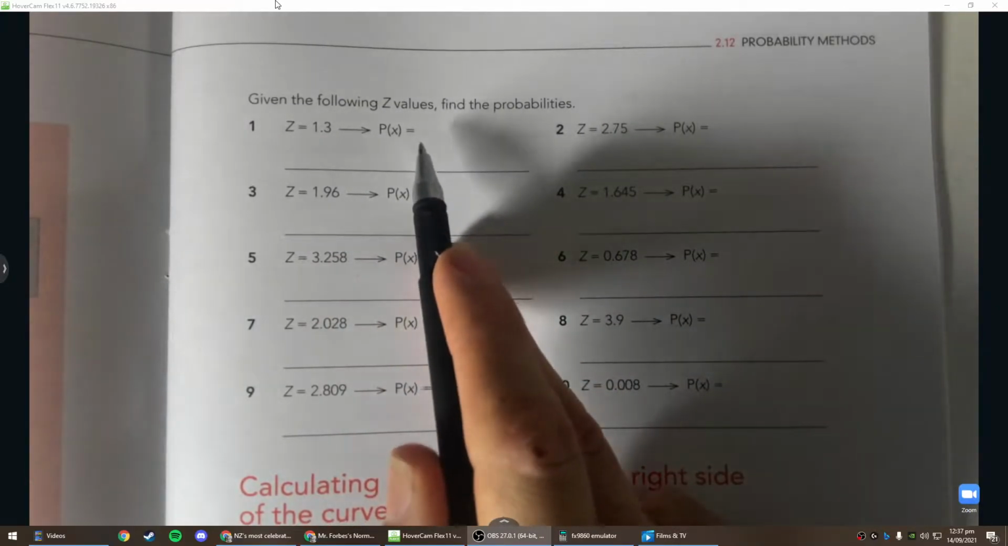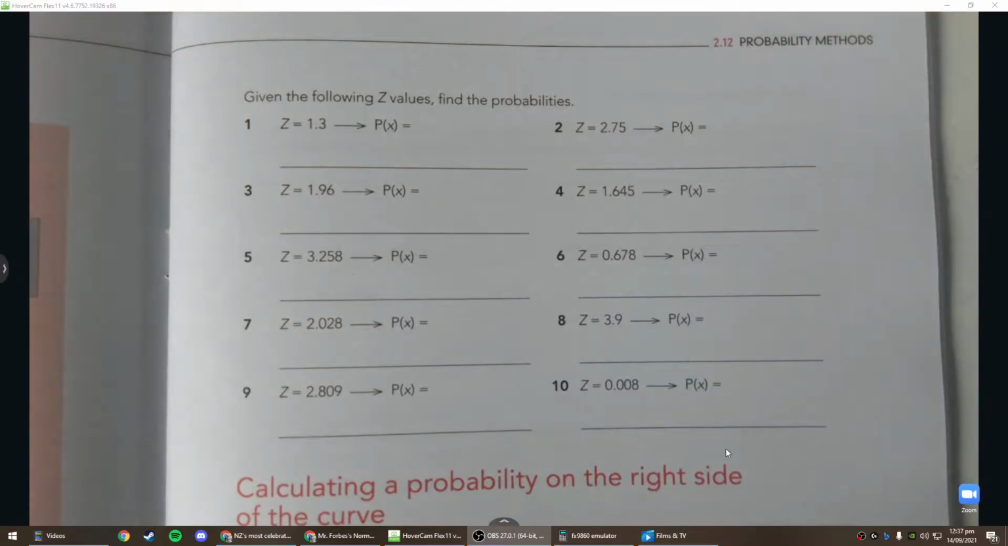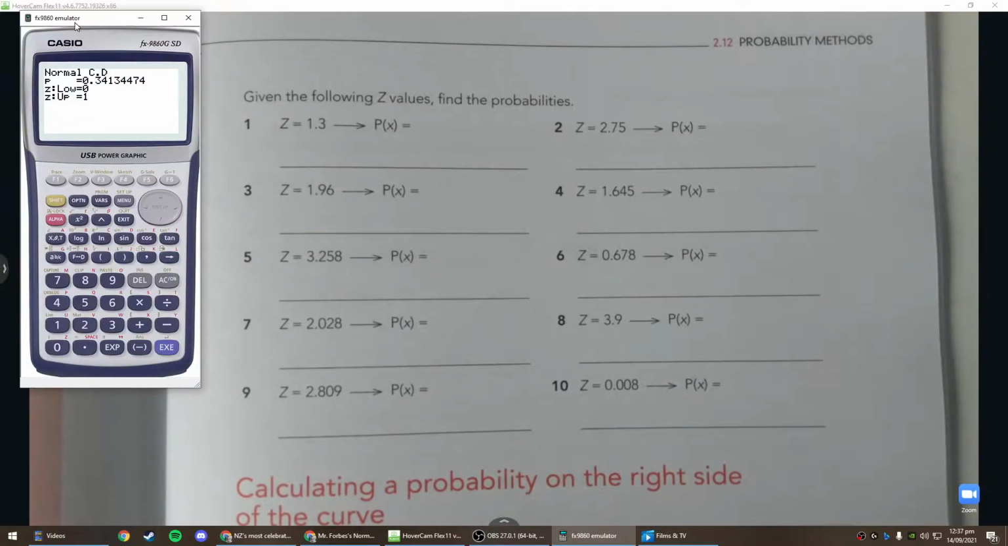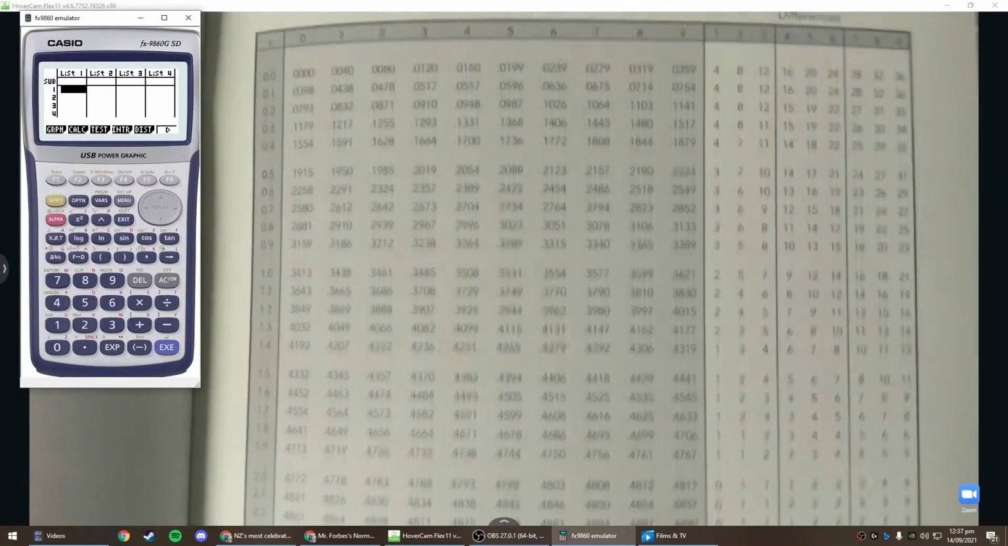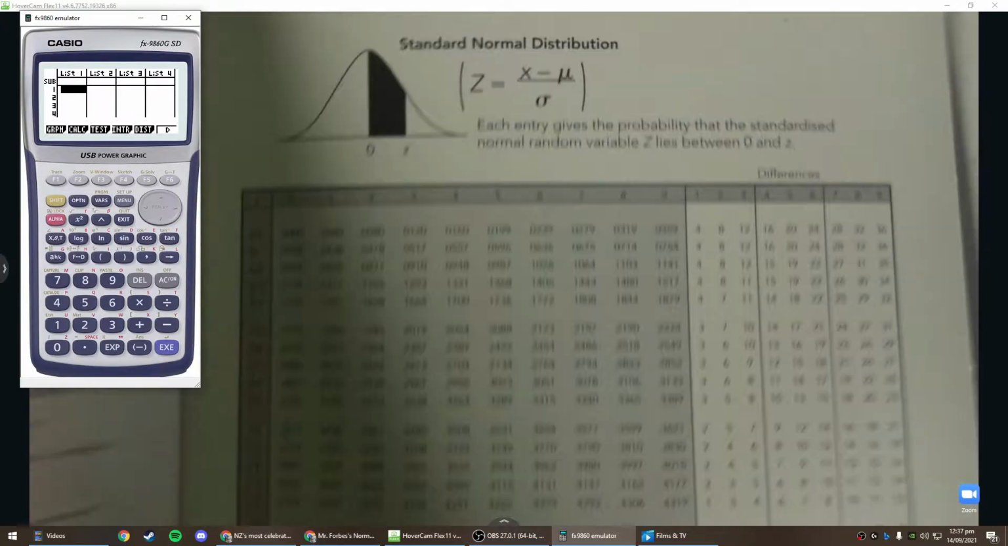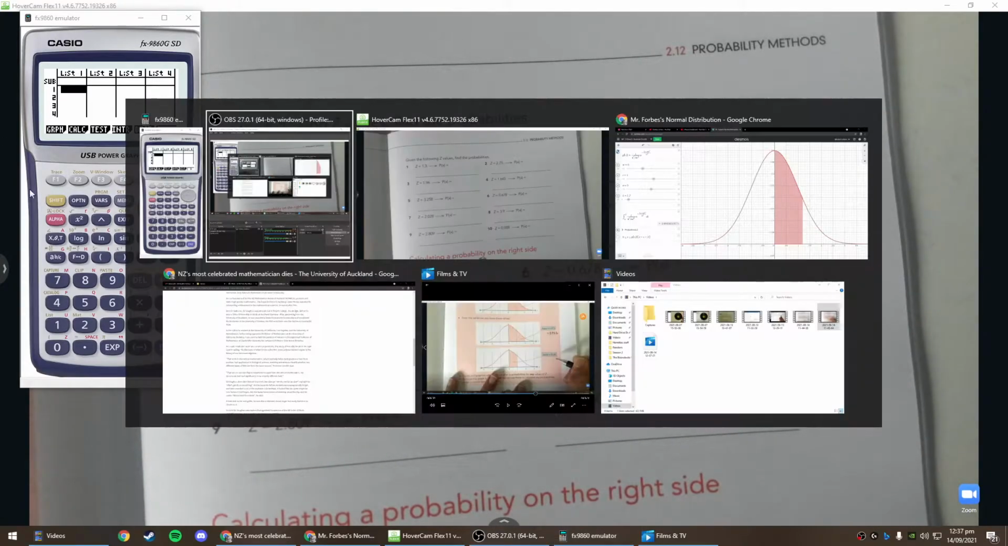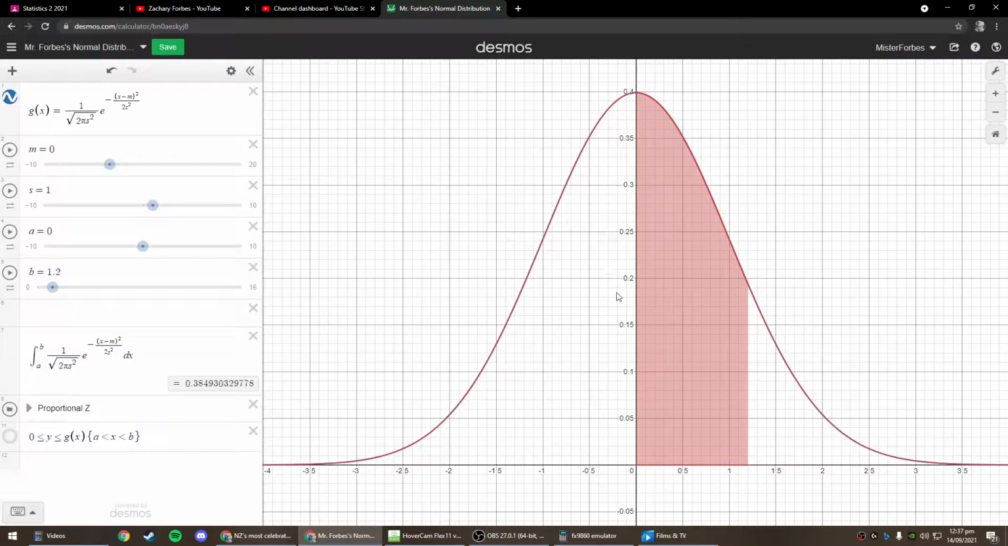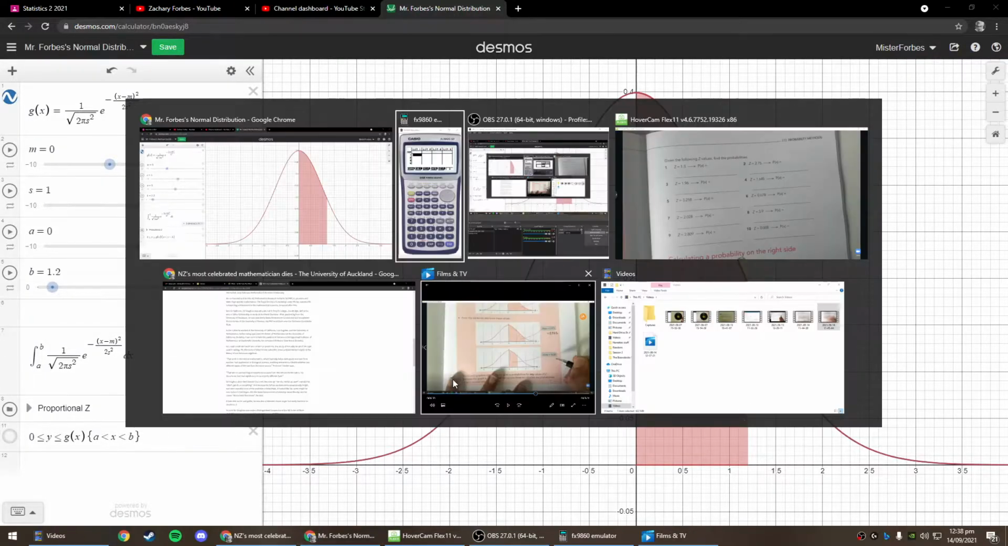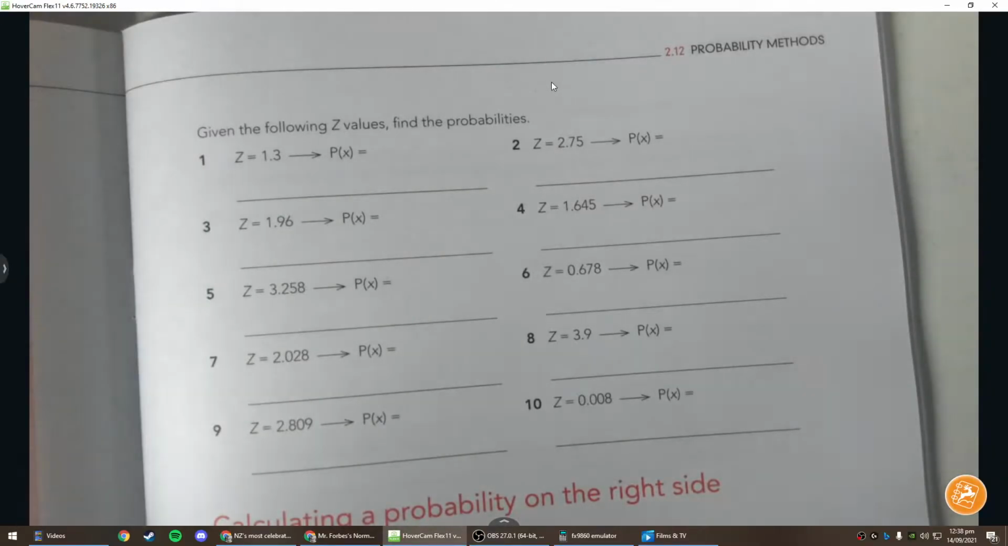Now there's three ways that you can do this. The first way is that you can use your graphics calculator if you have one of those, but we don't really expect that you have one. The standard way we're going to do it is using this table, and this table will be given to you in the exam. There is one other way, which you won't be able to do in the exam, and that's using this Desmos graph. But we will just go straight to using the table, I think.